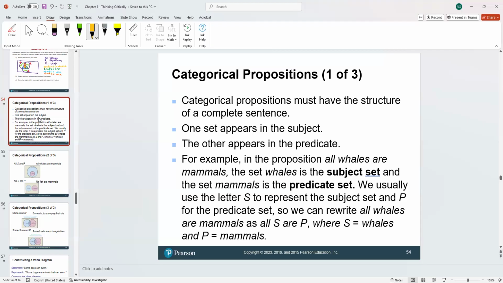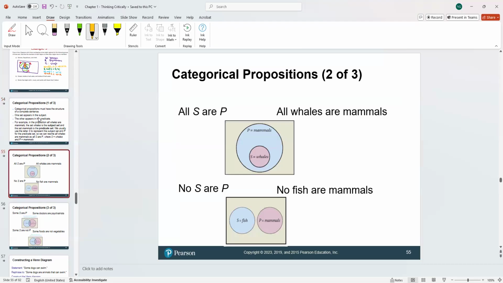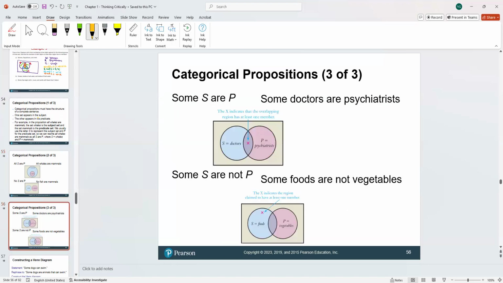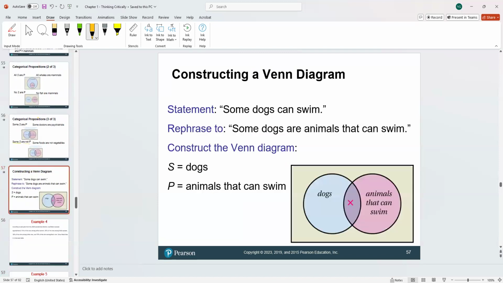We can review all the examples we covered before. All S are P: all whales are mammals. No S are P: no fish are mammals, so that's disjoint sets, okay? And we can also see some S are P. That means some doctors are also psychiatrists, right? The X represents the overlapping. So some doctors are psychiatrists, or some S are not P, right? So if you read only where there is nothing in common, some foods are not vegetables, as an example, right? We have different ways of seeing it, as an example.